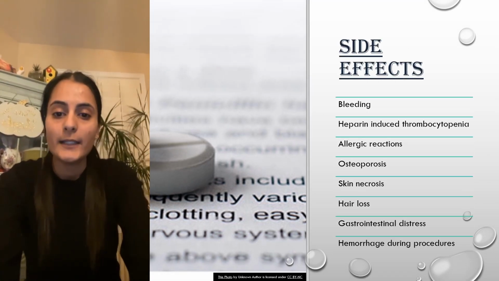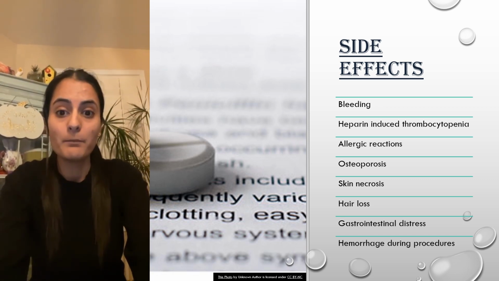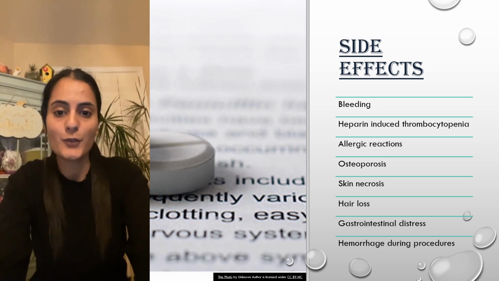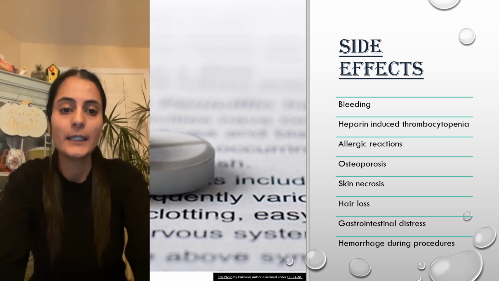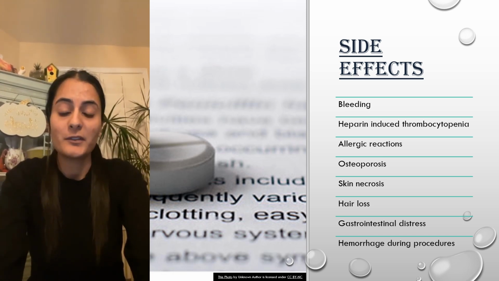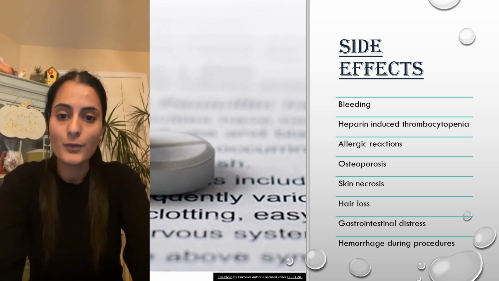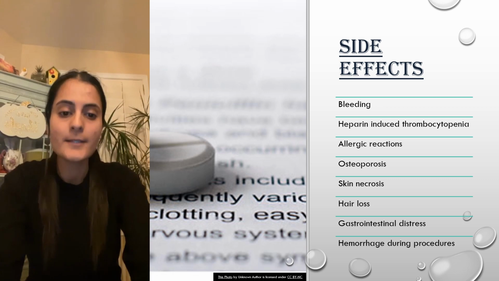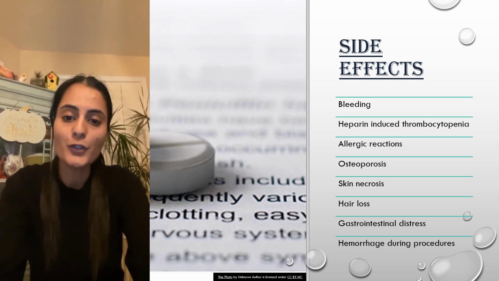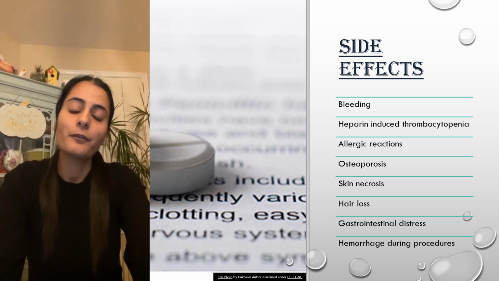Now talking about the side effects of anticoagulants, which mainly include bleeding, because they prevent blood clots, but the side effect turns out to be excessive bleeding. Second is heparin-induced thrombocytopenia, and some people may also suffer from allergic reactions. Osteoporosis and skin necrosis are evident side effects. Other than that, gastrointestinal distress, hair loss, and hemorrhage during procedures are important side effects of anticoagulants.